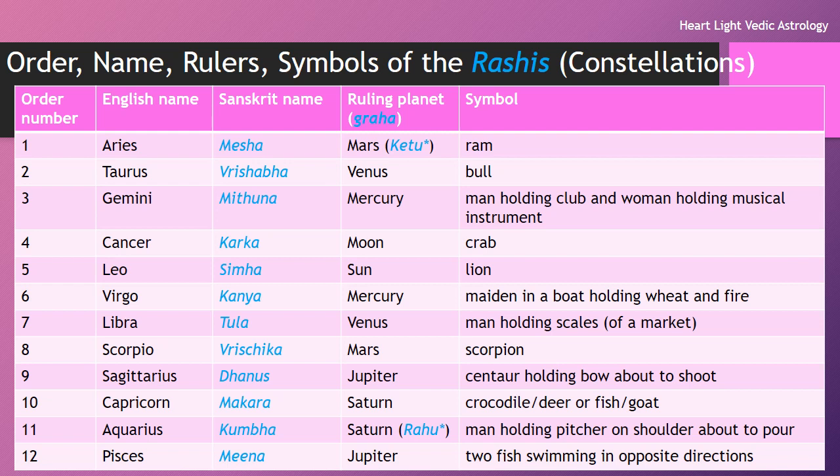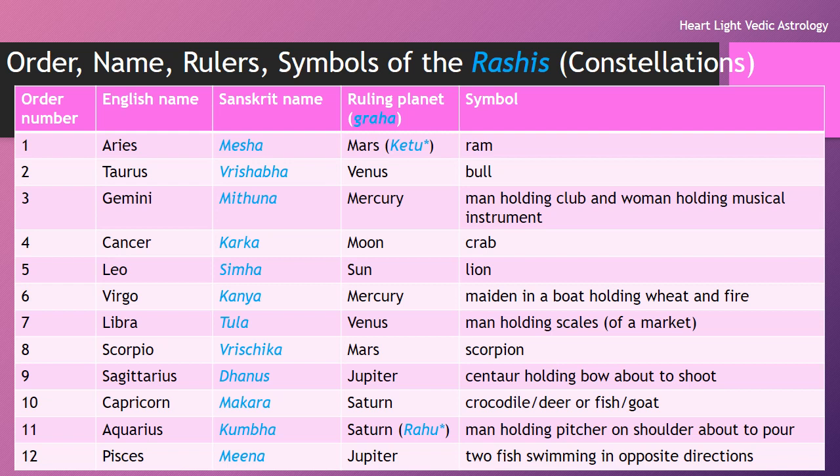The ninth constellation is Sagittarius. The Sanskrit name is Danu or Danus. The ruling planet or Graha is Jupiter. And the symbol here is a centaur holding a bow about to shoot. So that's half man, half horse. Again, some fiery energy here.